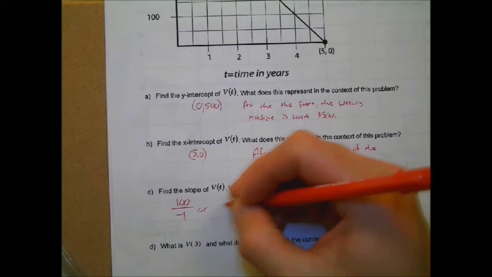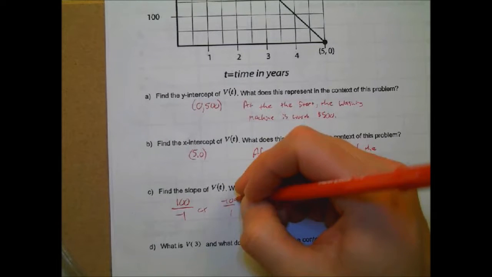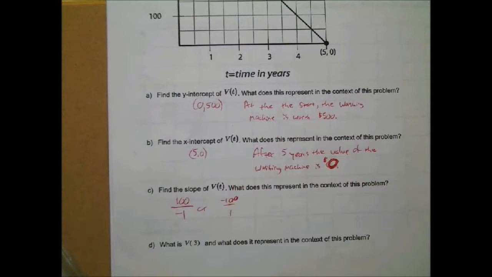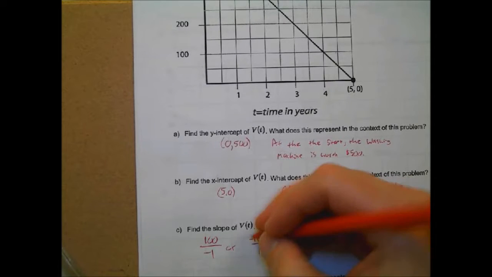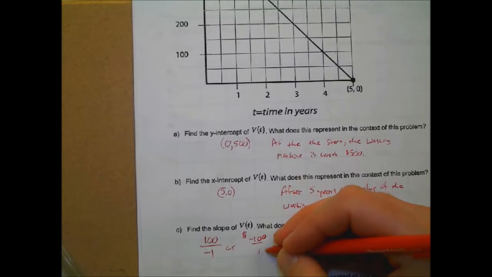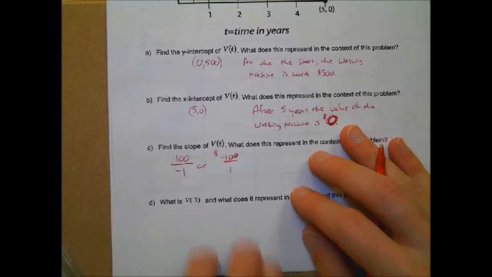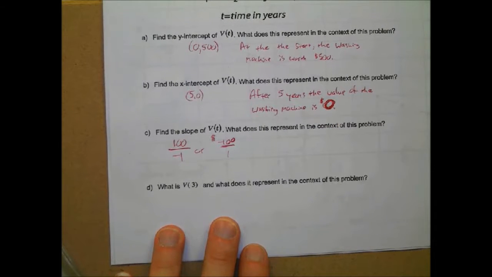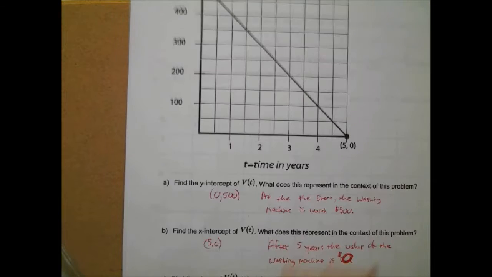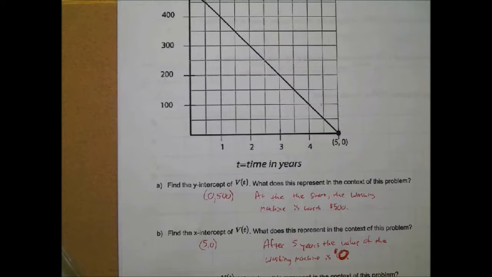Okay, or we could say negative 100 over 1. That's another way to say this too. Okay? Tyler, what does that mean then in the context? Negative 100. Negative 100 what in this case? Dollars. Negative $100 every what? Would it be every 2 years? Years, because it goes down one year? It goes from 500 to... Yeah, I would say years.